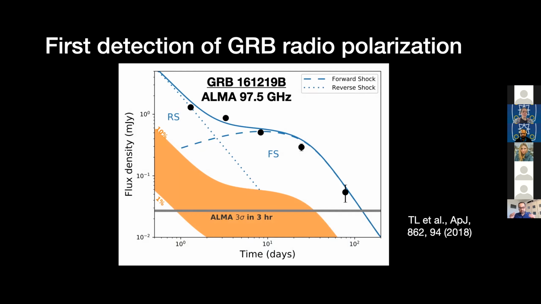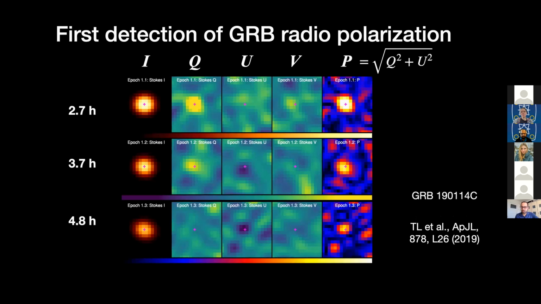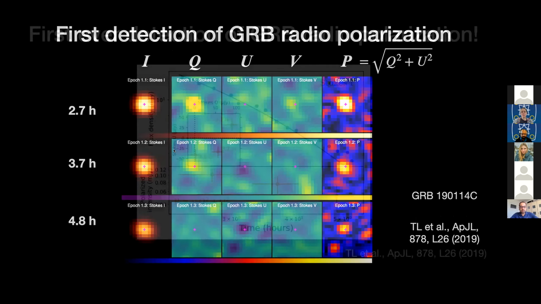As luck would have it, we had the perfect opportunity in January 2019, where we triggered ALMA polarimetry observations beginning 2 hours after a gamma ray burst and obtained the first ever detection of radio polarization in a GRB. Here are the images from snapshots spanning a few hours after the burst, and you can see a clear detection in Stokes U, as well as some temporal evolution. And here's the same data in the form of light curves.